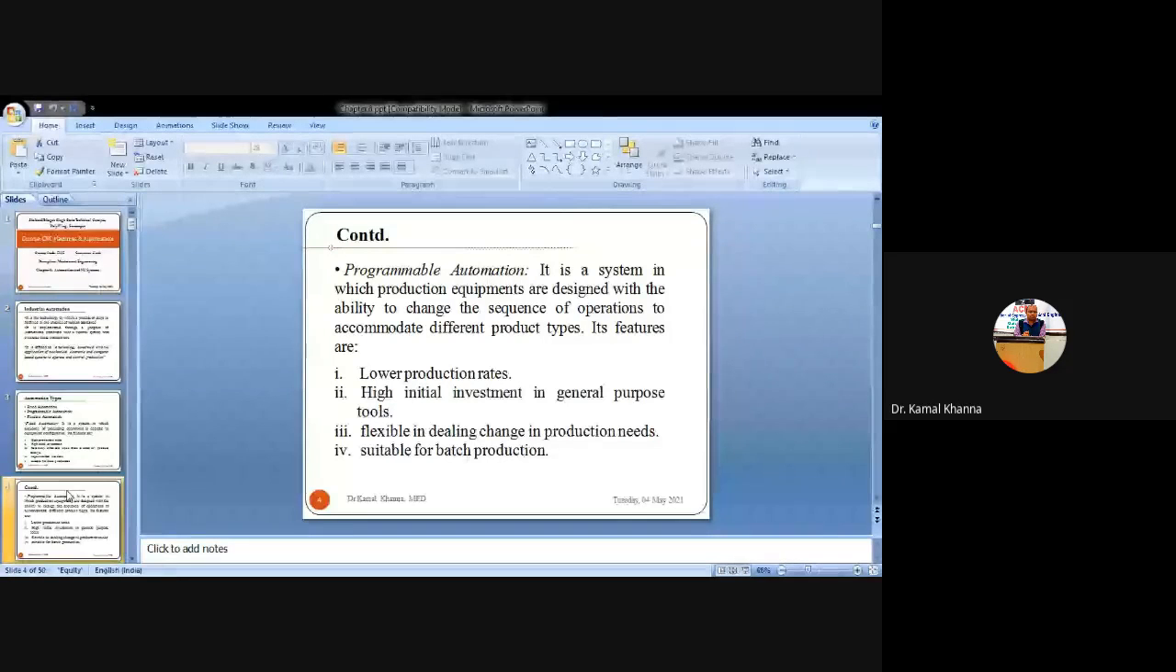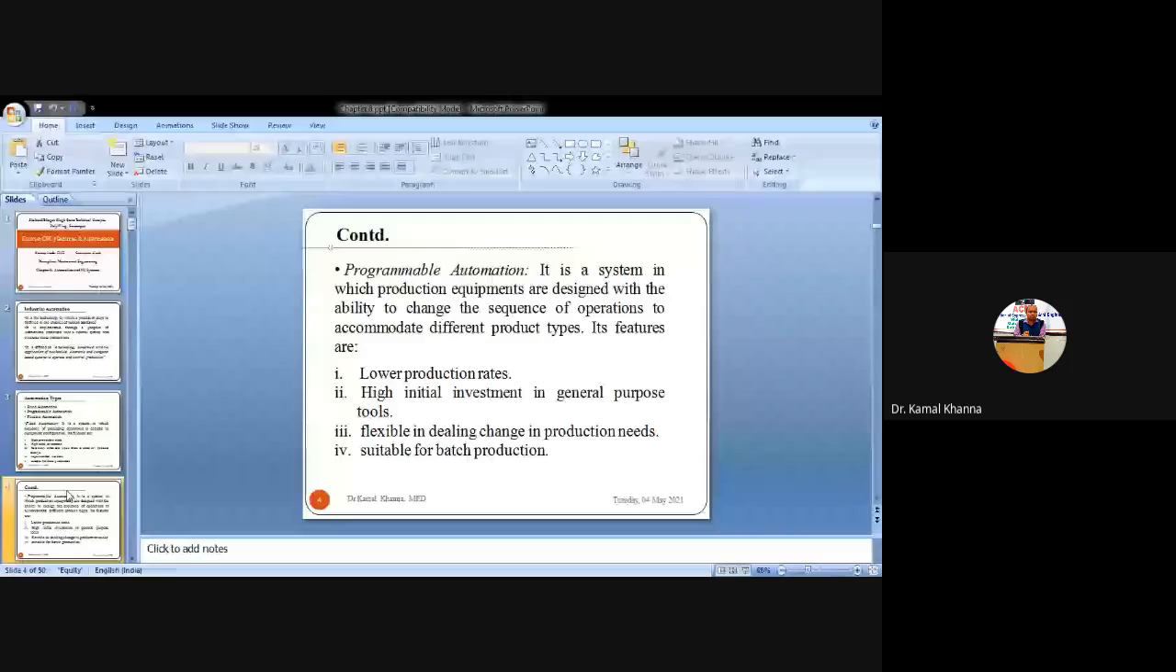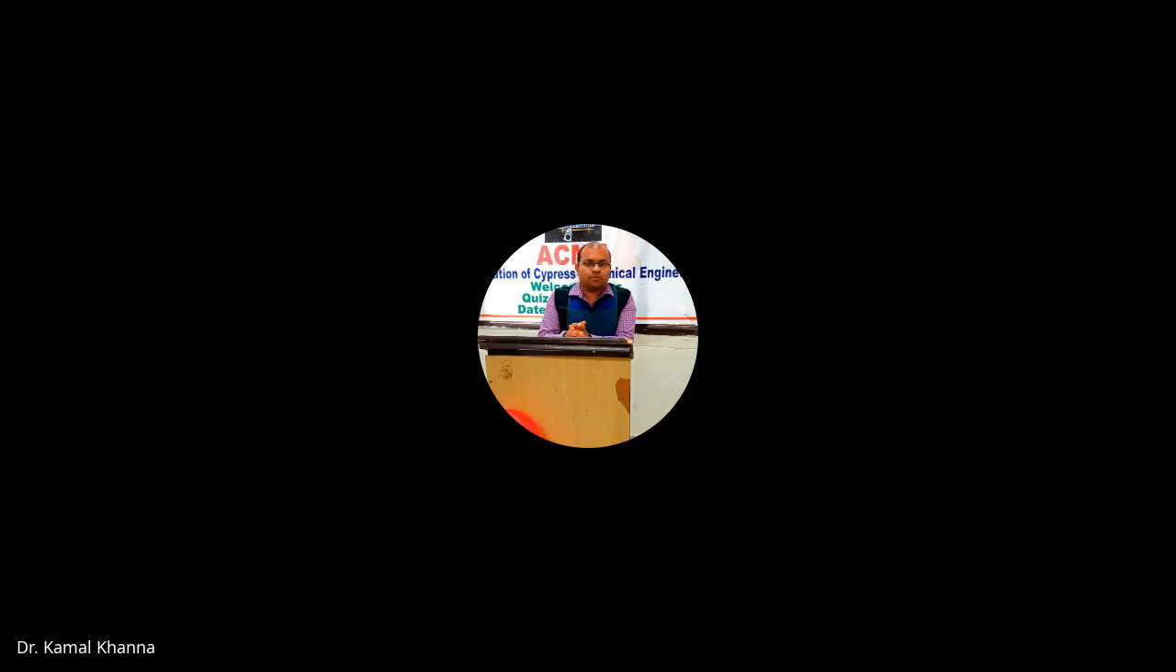What do you mean by production needs? That is, let us say you are producing 100 products in a month, and there is a change in demand from the customer side, that is, the customer wants 500 products of the similar kind. Then that production need can be met by using programmable automation, which was not possible in the case of fixed automation.